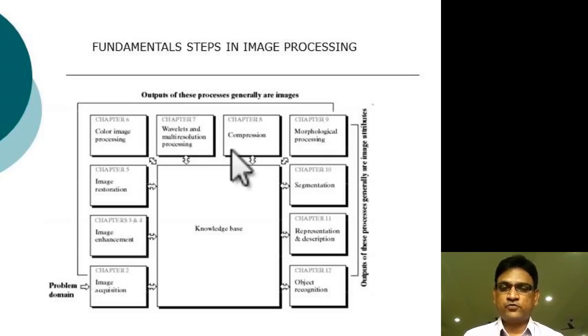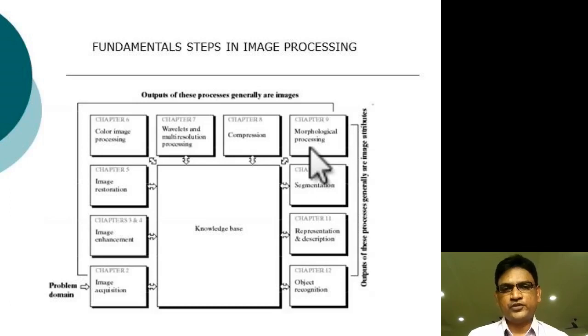Next is compression, a well-known task we have seen in signal processing also, and the same reason applies here also. But the only thing is, there the signal is one-dimensional and here the representation is two-dimensional. So the compression need is the same, that is to reduce the size of representation and also to reduce the transmission bandwidth requirement.